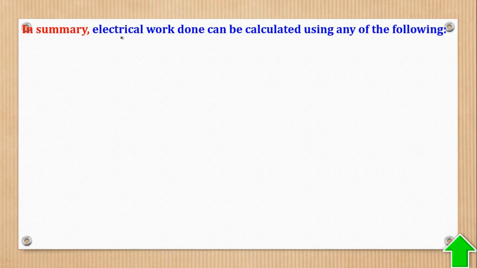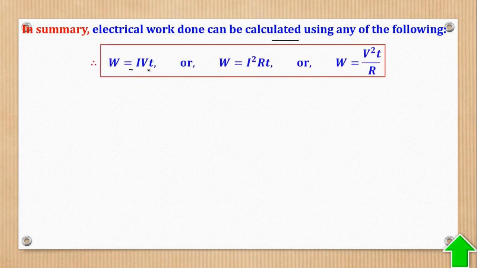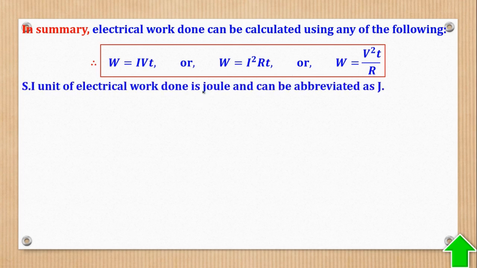So in summary, electrical work done can be calculated using any of the following formulae. You can use the first one or second one or third one depending on what is known. And the SI unit for electrical work done or electrical energy is the joule, abbreviated by capital J. When you're writing in full, it begins with a small j, but when you're writing it as a unit letter, it is capital J. So that was electrical energy.